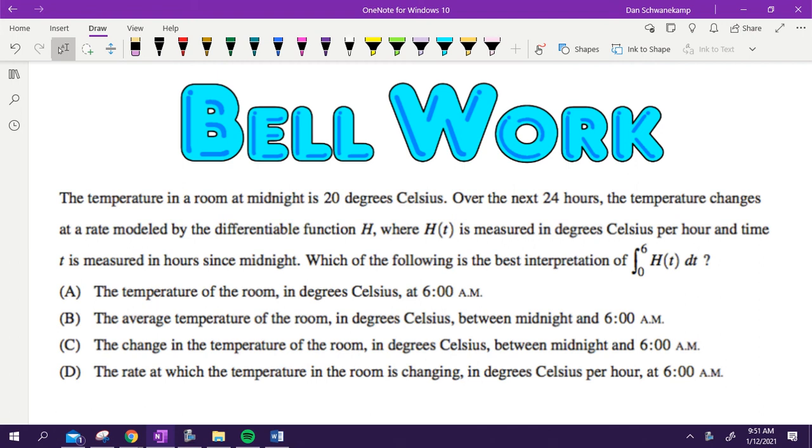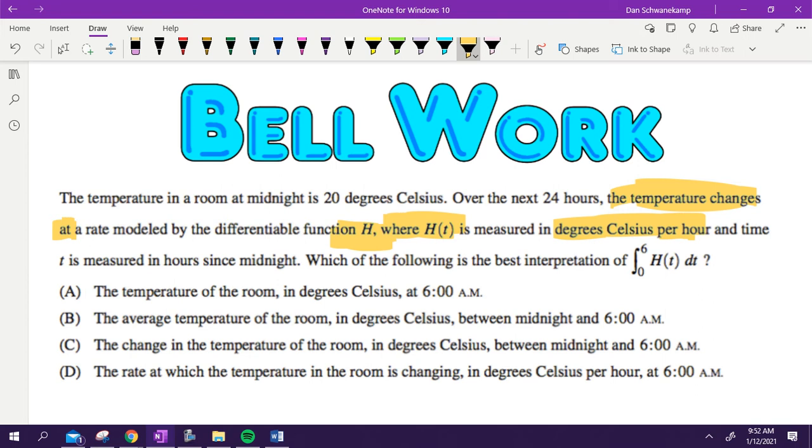The temperature of a room at midnight is 20 degrees Celsius. Over the next 24 hours, the temperature changes at a rate modeled by this differentiable function h. So h of t is degrees Celsius per hour. That is the change in temperature. Which of the following is the best interpretation of the integral from 0 to 6 of h of t dt?